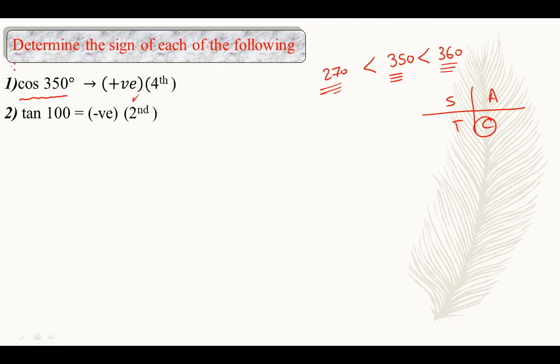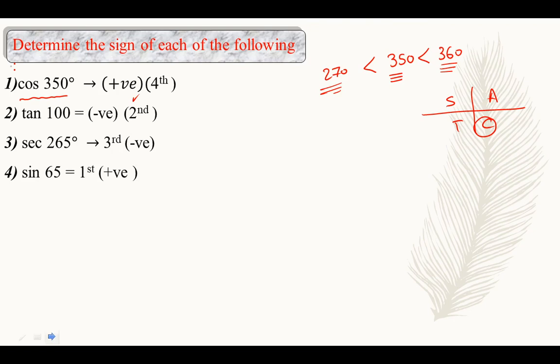We mean by the sign of the trigonometric function positive or negative. We just want to know its sign, whether it will be positive or negative. So tan 100 will be negative. Sec 265. 265 lies in the third quadrant. In the third quadrant, tan and cotan are positive, and the rest of the trigonometric functions are negative. So sec 265 is negative.